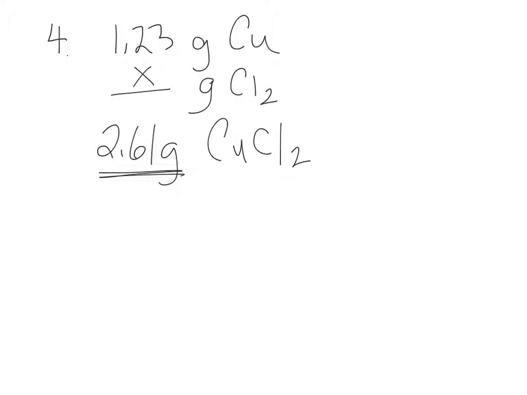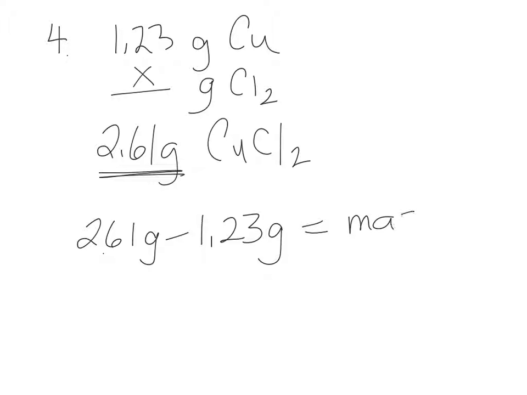How much chlorine is in your compound by mass? 1.3. How did you get that number? I subtracted 2.61 from 5. Yep. You have to figure out the mass of chlorine. Do not change this into a percent. Go straight from here.